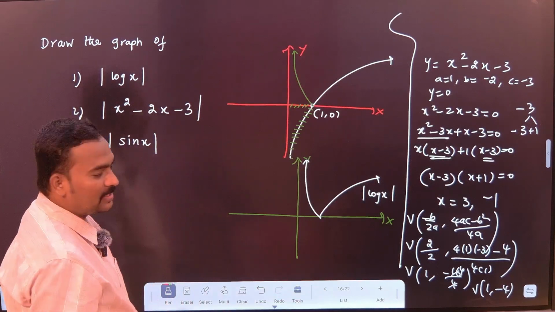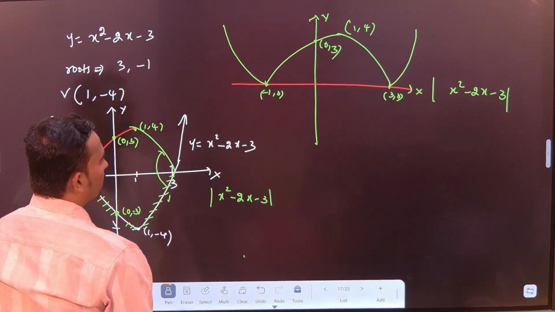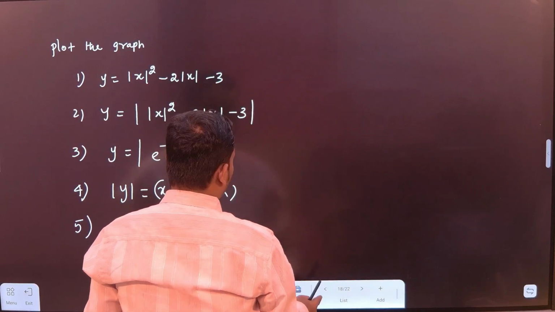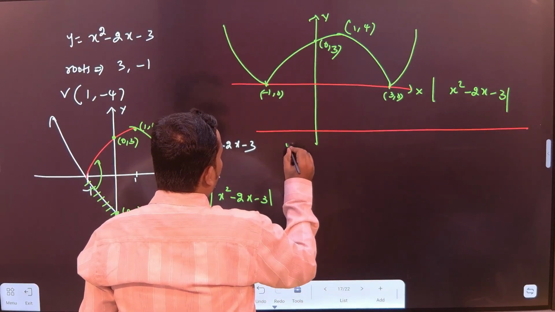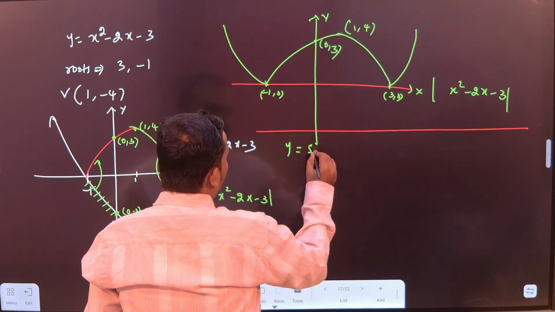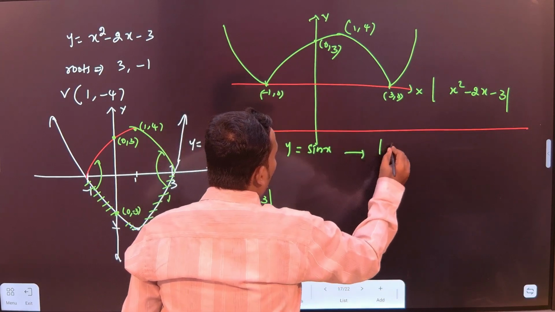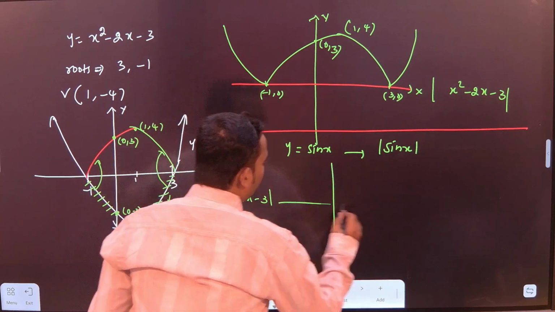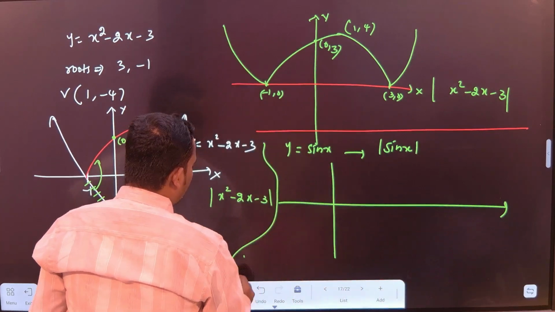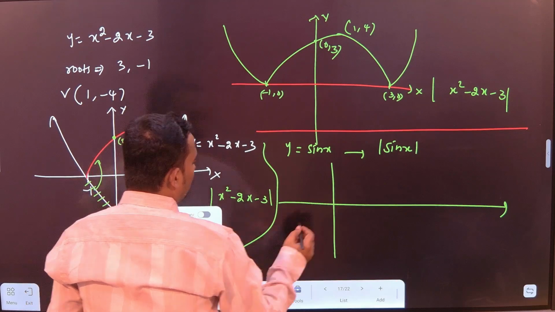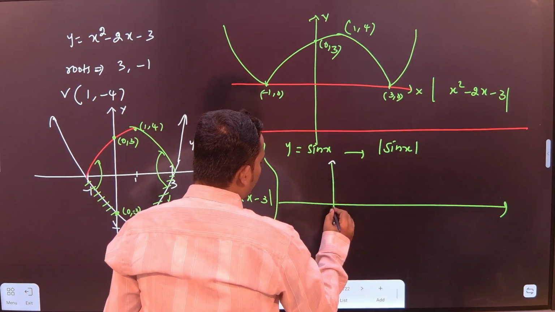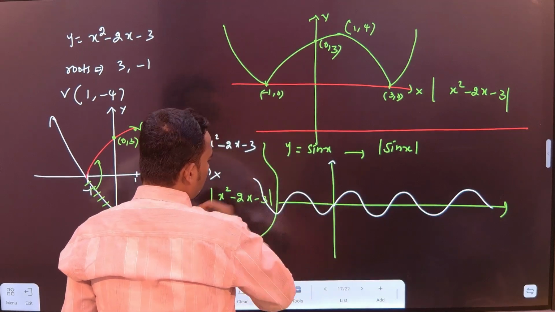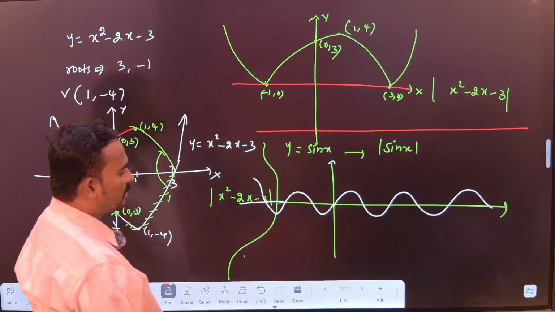Mod sin x graph. Next is a very interesting graph, mod sin x. Do we have space? No, we don't have space. You have to draw y is equal to sin x, and then the mod sin x graph. First, take the sin x graph as the reference graph. You already know that the sin x graph is going like this.